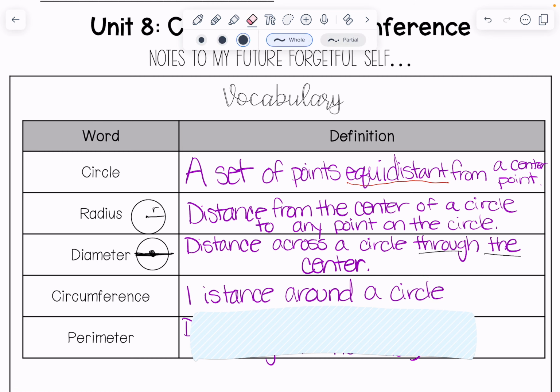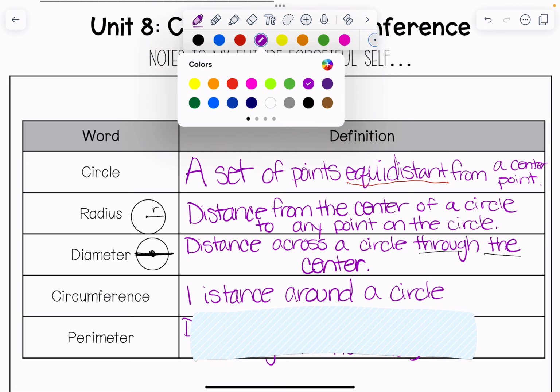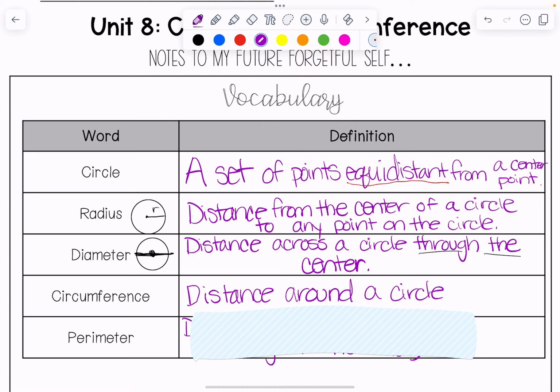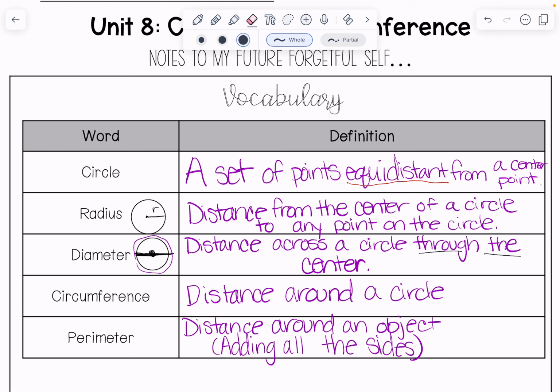Circumference is going to be the distance around the circle. All right, so all the way around is the circumference. And then perimeter is just going to be kind of a review of, in the past you've maybe found perimeter of other objects like a rectangle, or a trapezoid or a triangle. When we talk about perimeter, that's just the distance around an object. So typically, if you just have a regular polygon, then you would just be adding up all the sides to figure out the perimeter, okay?